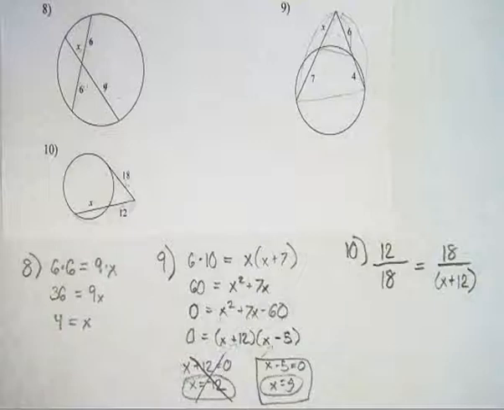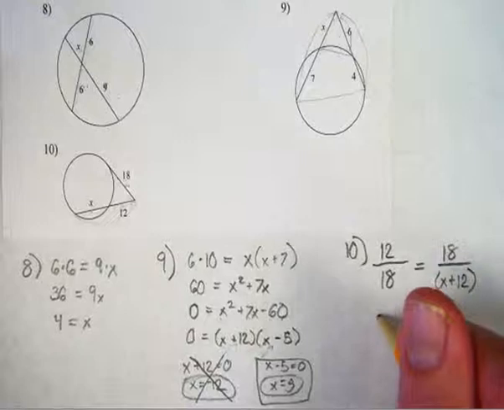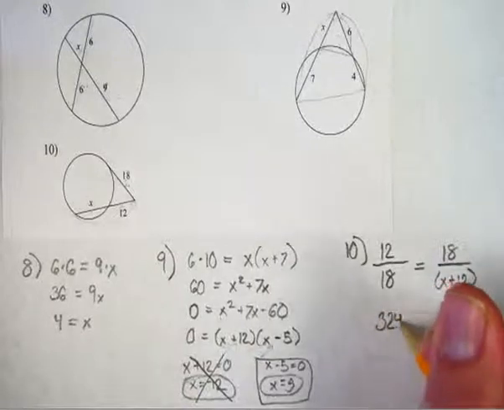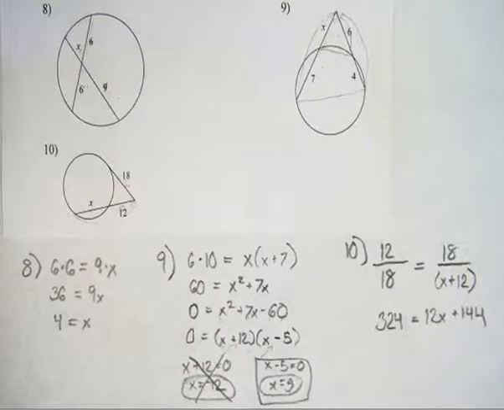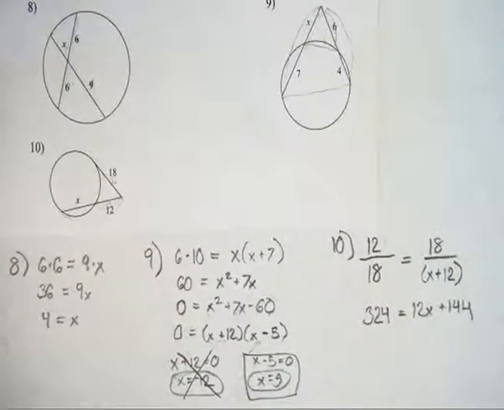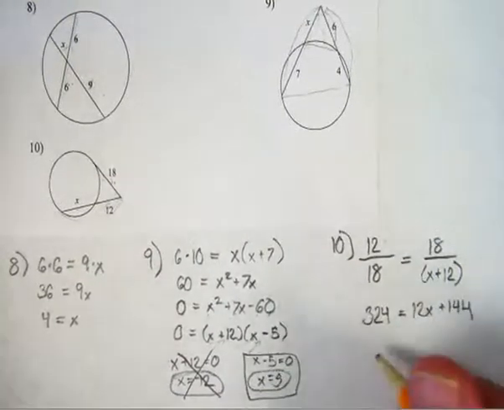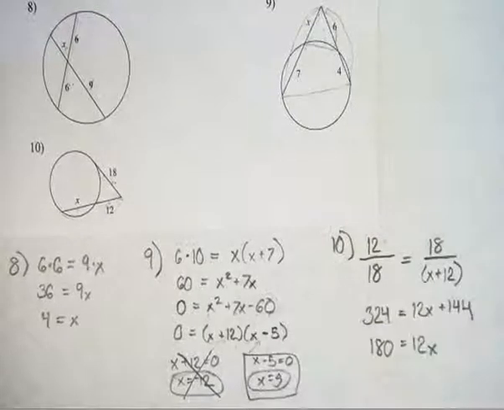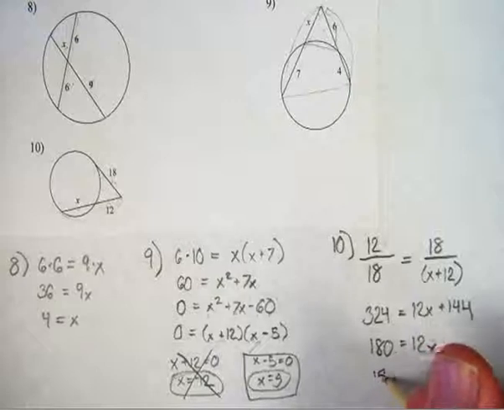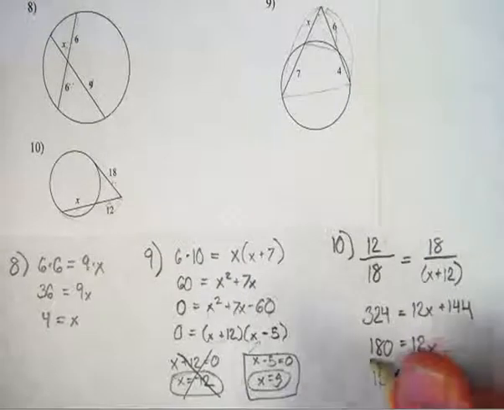And now, in order to solve this, I can simply cross multiply. 18 times 18 would be 324. And multiplying these two, I'm going to get 12x plus 144. If we subtract 144 from both sides, we find that 180 is equal to 12x, and now we're going to divide by 12 and find that x is equal to 15.